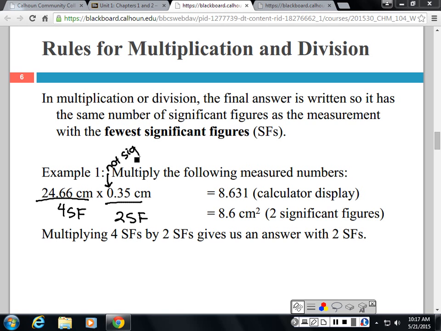So if we take our 24.66 times 0.35 in our calculator, we're going to get 8.631. But we can't report all of those digits because we didn't measure to that accuracy. So we have to round to 2 significant digits because we have 2 here. If we look at our second, 3 rounds down, so we get 8.6.